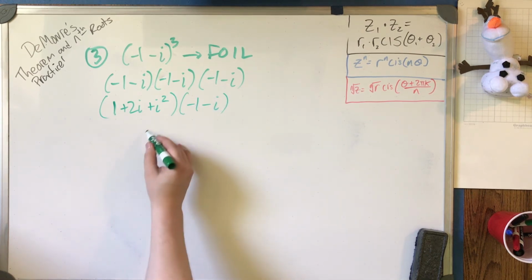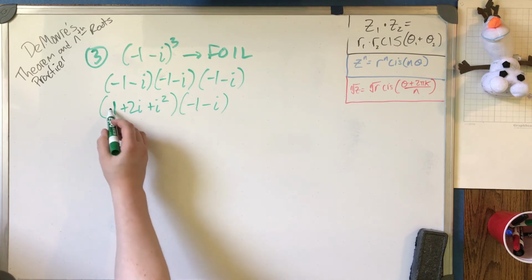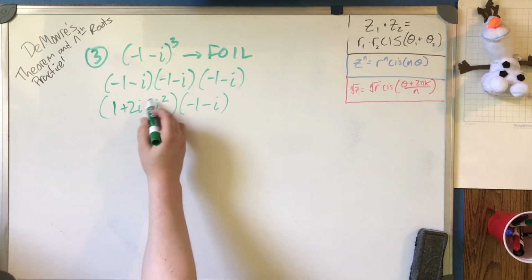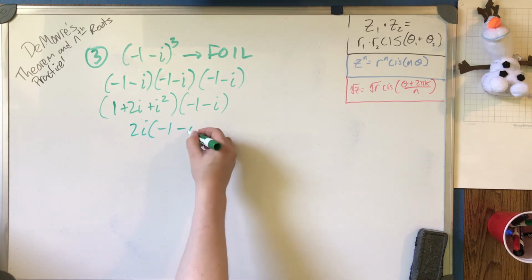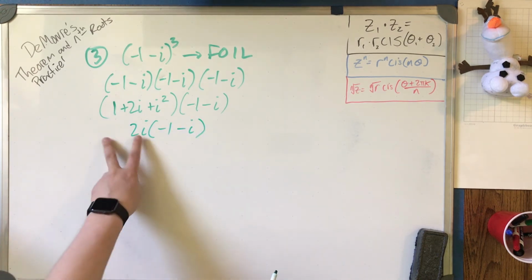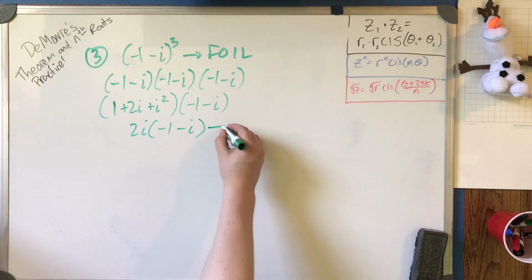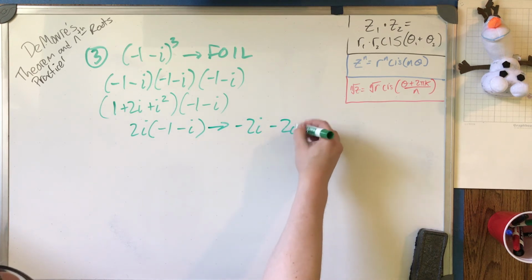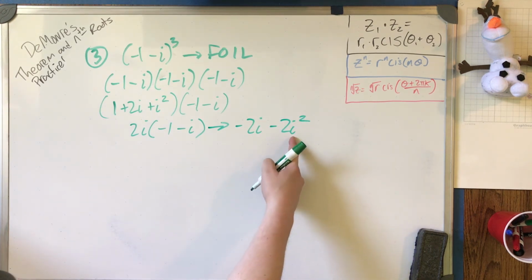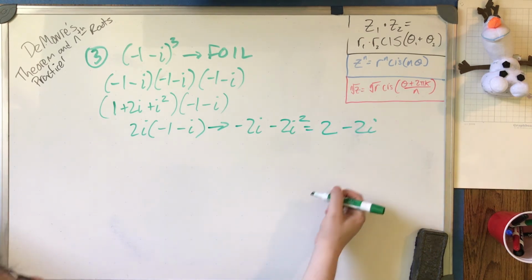Let's simplify this a little bit more here. This ends up being -1. So 1 plus -1 is 0, so I'm really left with just 2i times the -1 minus i, and this actually made our lives much easier. If that had been 2 terms, we would have had to FOIL again. Here we just have to distribute. So I'm going to do that over here. -2i minus 2i squared. Again, that's really -1, so this ends up being 2 minus 2i.